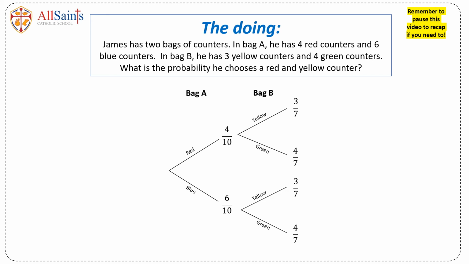If we want to find the probability he chooses a red and a yellow counter, we can highlight the pathway he will take on our probability tree. First he will choose red, then he will choose yellow. We take those two probabilities and we multiply them together. When we multiply fractions, we multiply both the numerators and the denominators, so 4 times 3 giving us 12, and 10 times 7 giving us 70. So the probability that he chooses a red and yellow counter is 12 over 70.